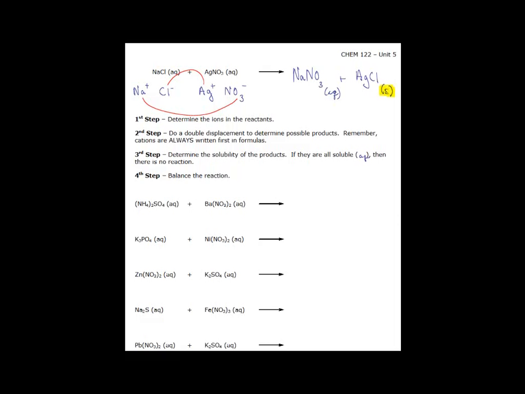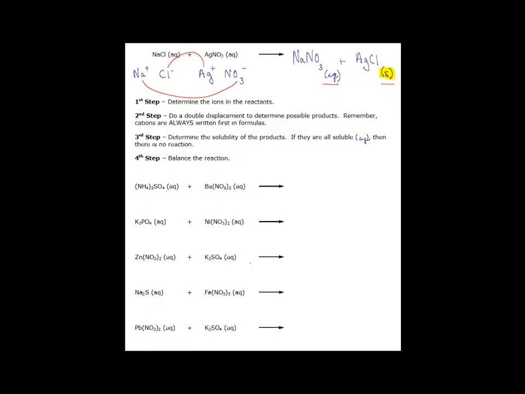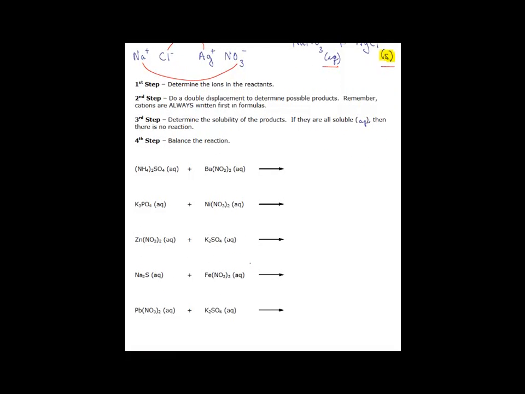Now, the fourth step is to balance the reaction. At this point, this reaction is balanced. So 1 sodium, 1 chloride, 1 silver, 1 nitrate, 1 nitrate. So it's already balanced. But with these precipitation reactions, not only do you have to write the correct formula for the product, you also have to put your state symbols, meaning you have to tell me if it's AQ or solid. Very important, and then make sure they're balanced. All right, so let's have some practice reactions for you.